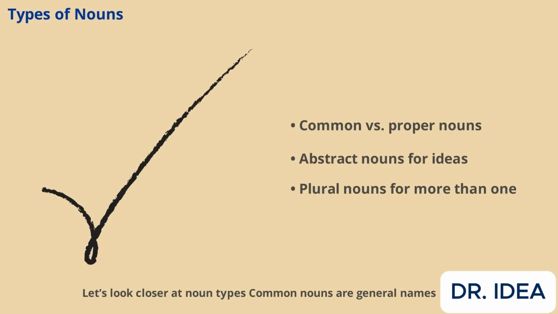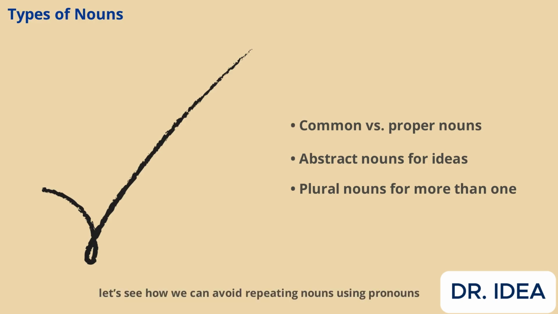Let's look closer at noun types. Common nouns are general names like city or boy. Proper nouns are specific names such as Nigeria or Doctor Idea. Abstract nouns describe ideas or feelings like love or courage. Plural nouns show more than one, like books or children. Knowing these types helps you use nouns more accurately in your sentences.